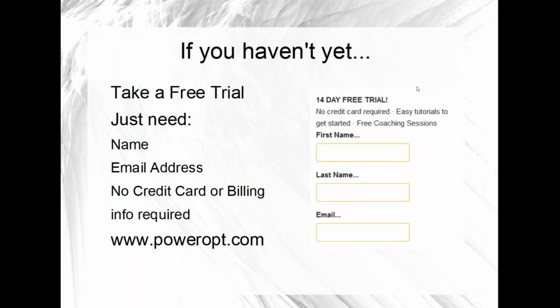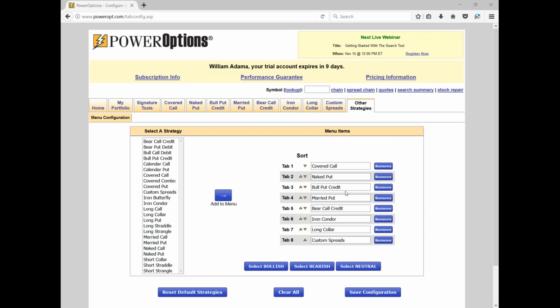So as we mentioned, we support 24 different strategies. If you first log on to your account, if you're just starting off on your trial and you don't see a strategy you want, notice I don't have long call or long put here available as one of my searches.